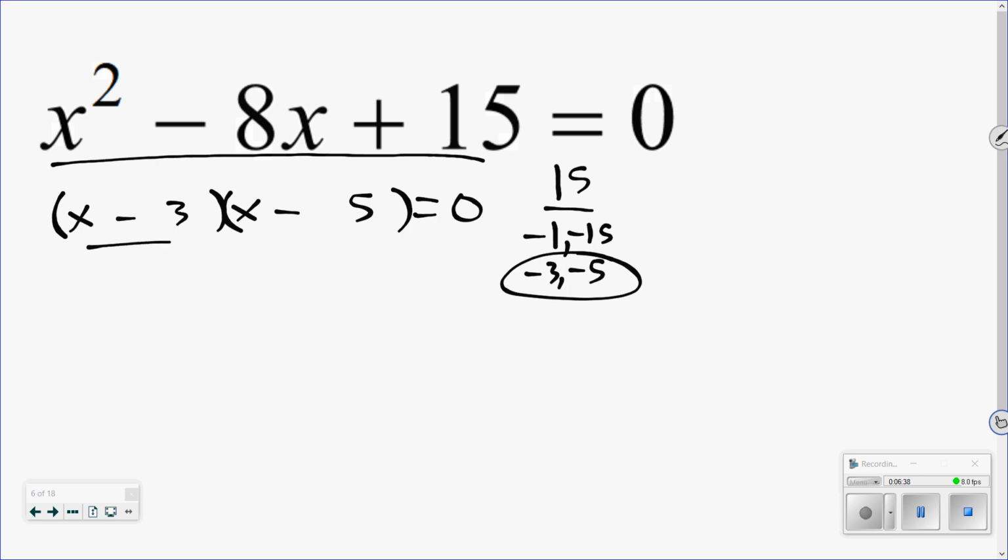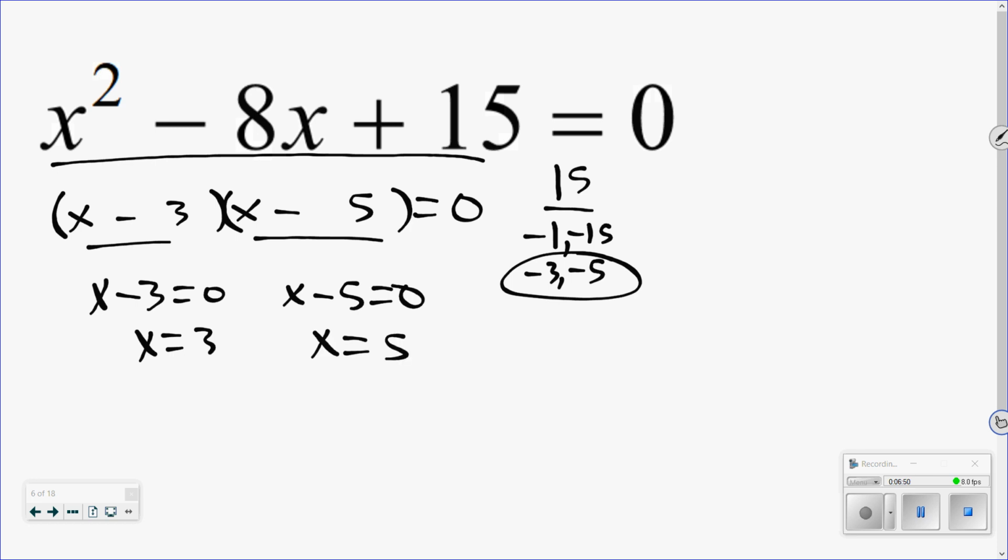Okay, take your two factors and set them equal to 0. x minus 3 equals 0. x minus 5 equals 0. So add the 3 over. Add the 5 over. And there's my two answers. I get a positive 3 and a positive 5.